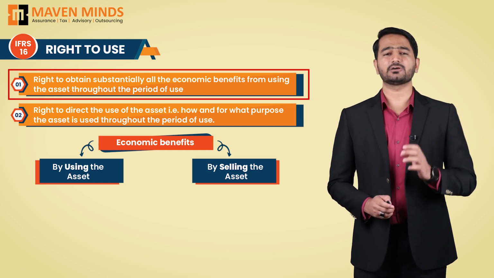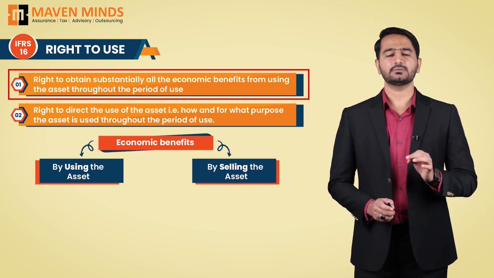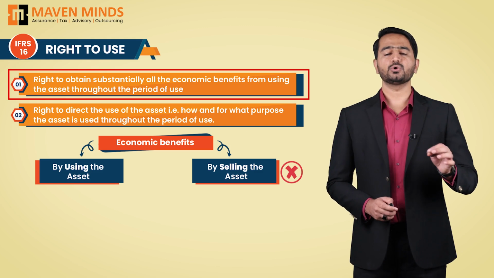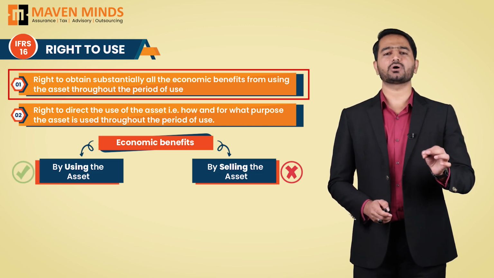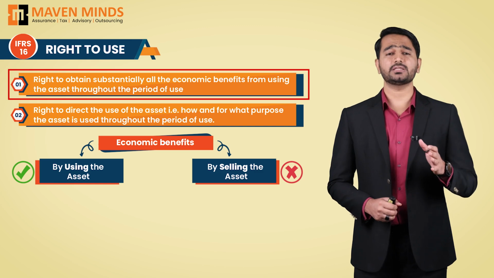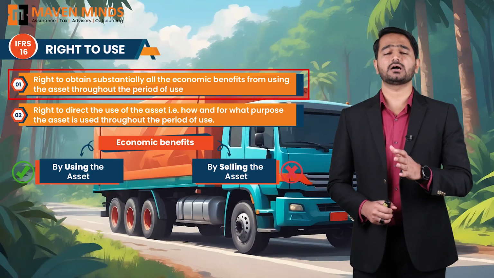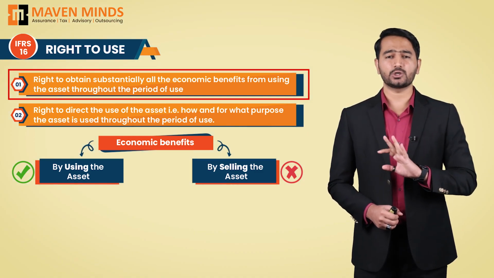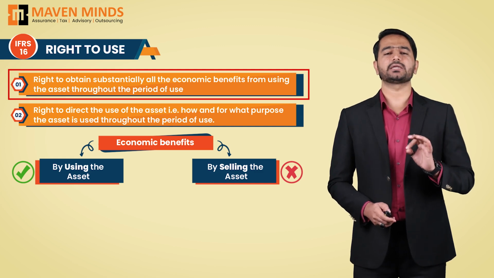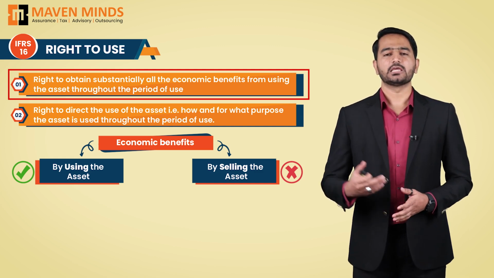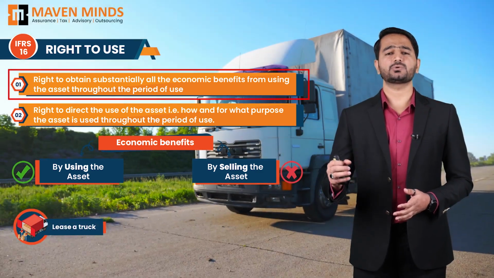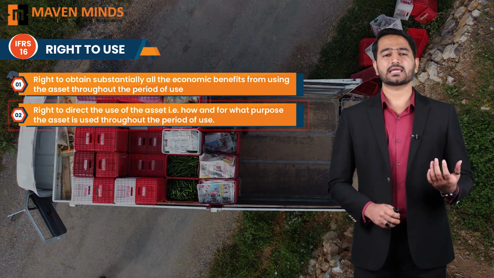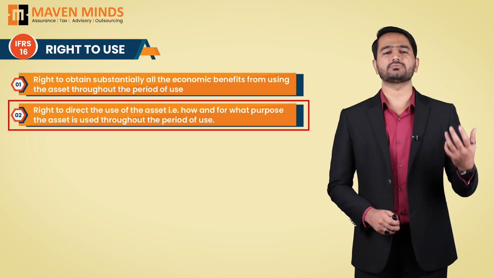But listen to me carefully, my friends. In a lease contract, the right to use does not include the right to sell the asset. You only have the right to use it and enjoy the benefits it brings. So if you can use the asset, whether it's a machine, a truck, or a building, and gain its economic benefits, even if you cannot sell it, you have got the first right covered. For example, if you lease a truck, you can use it to transport goods, and that's how you gain the economic benefits.